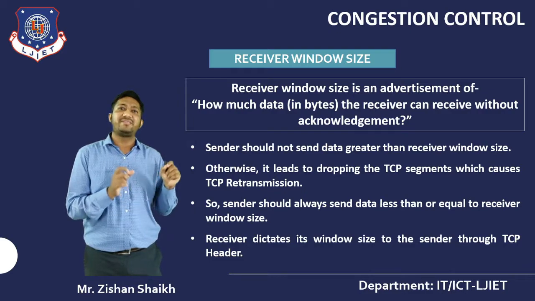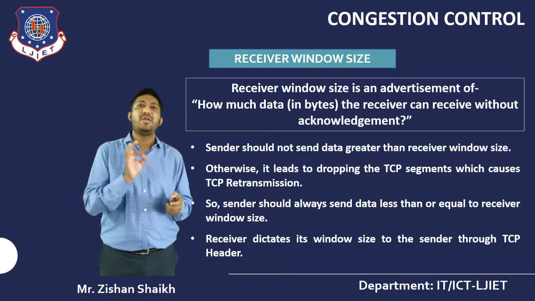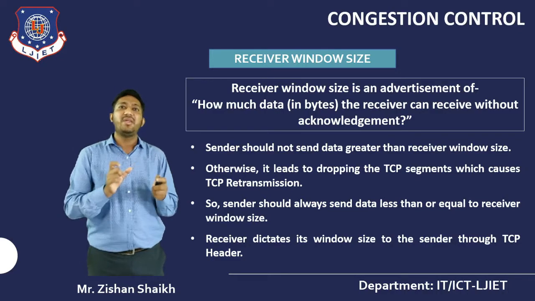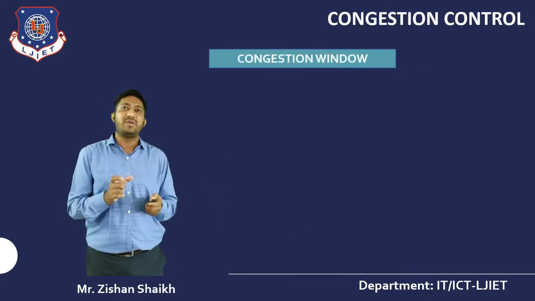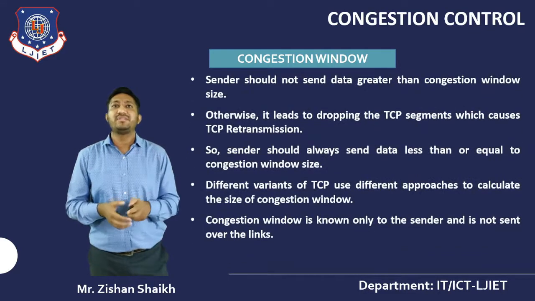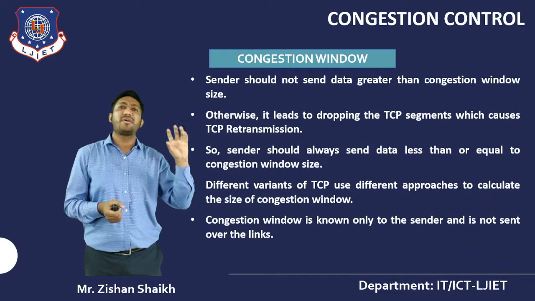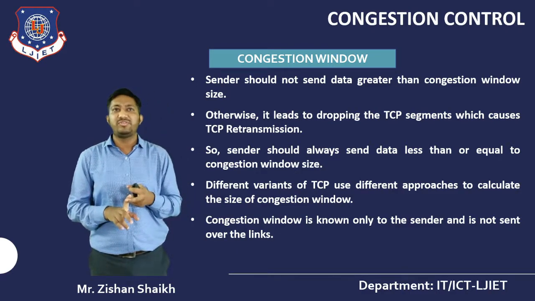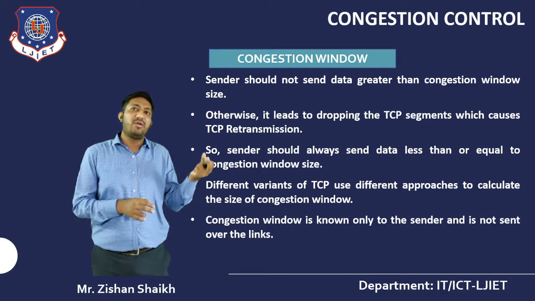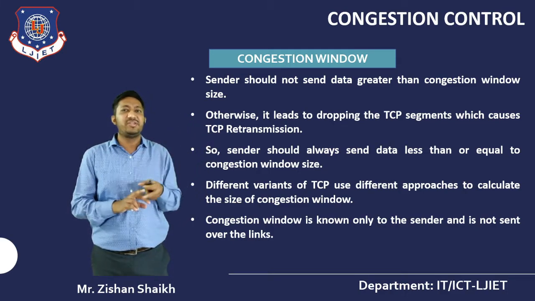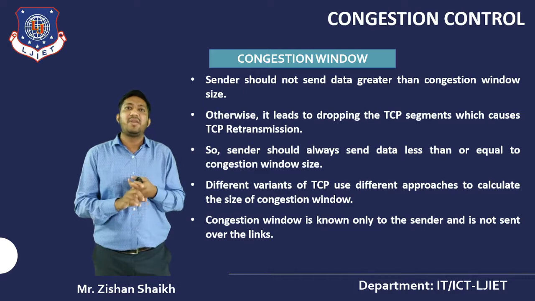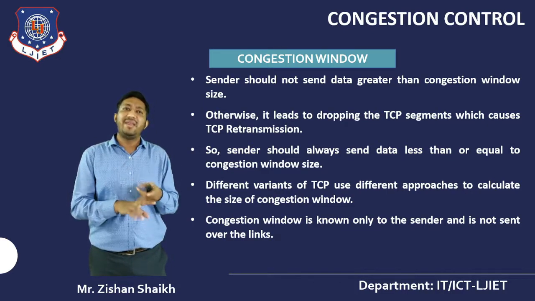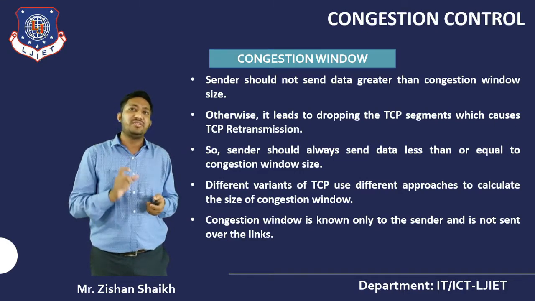The receiver conveys its window size to the sender through the TCP headers. When the header information is sent, it adds that particular message with the size. Now understand the meaning of congestion window size. Here the sender should not send data greater than the window size, which we already know, but here we are talking about congestion. Congestion is all about the flow of the data. Otherwise, messages will be dropped.